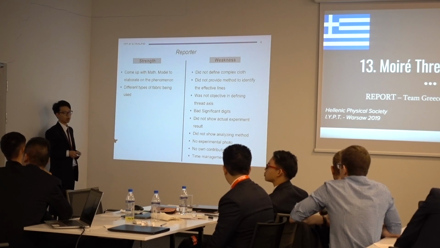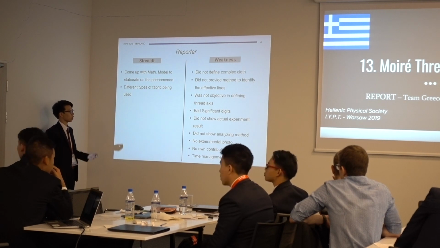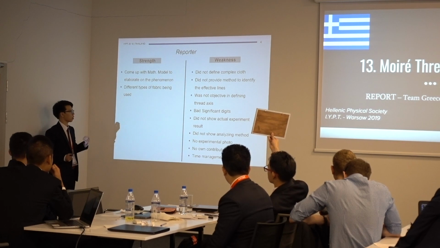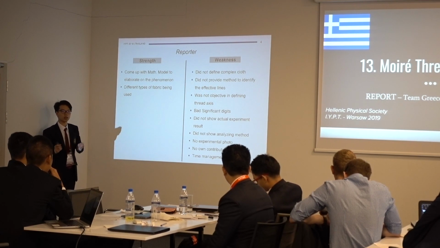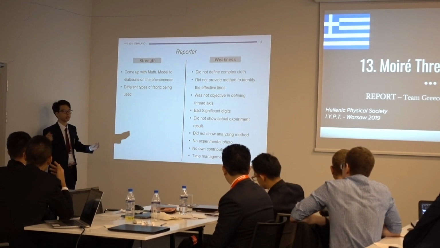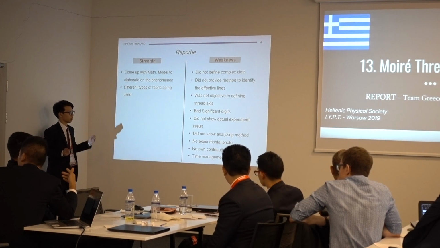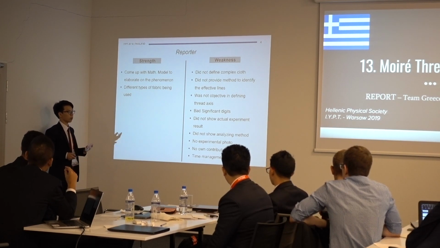For the experiment, he came up with a math model to elaborate on the phenomenon and talked about different fabrics being used. For the weaknesses, he did not define the complex cloth, did not provide enough methods to identify the effective lines, was not objective in defining the thread axis, and had bad significant digits. He only had 66, not 66 point something, and so on. He did not show actual experimental results, did not show the methods of analyzing, gave no experimental photo, had no contribution, and had bad time management.